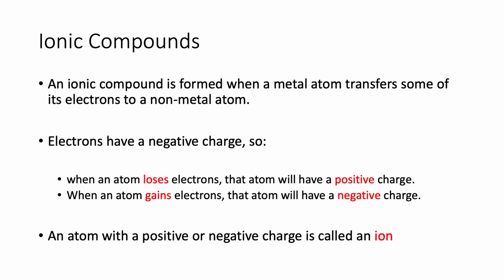An ionic compound is formed when a metal atom transfers electrons to a non-metal atom. Electrons have a negative charge, so when an atom loses electrons, we get a positive charge on that atom. When an atom gains electrons, we get a negative charge on that atom. An atom with a positive or a negative charge is called an ion.